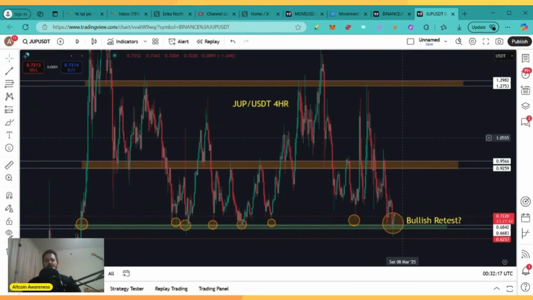Because in the coming days and weeks, I am going to post updated setups with different support and resistance levels, depending on how the whole market is doing and depending on how Jupiter is performing compared to the rest of the market. And also, I'm going to post price predictions when the crypto market cools off, when Bitcoin stabilizes a little bit. And you don't want to miss out.